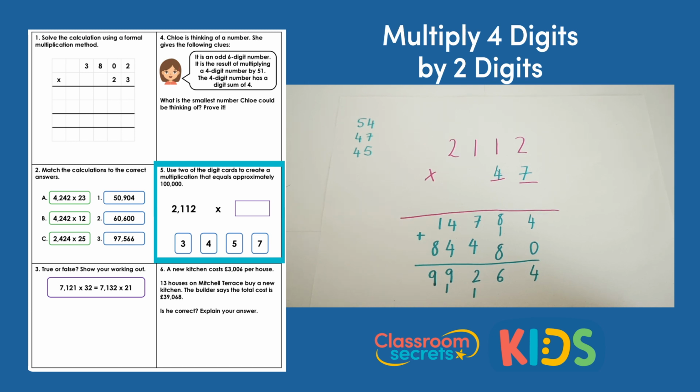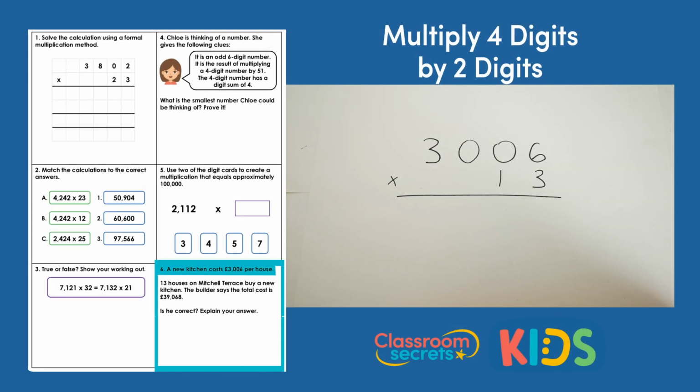99,264. I know that if we multiply by 54, it's going to be much higher than that. And I know that if we multiply by 45, it's going to be less than that. And we want it to be as close to 100,000 as possible. So I don't think we can get any closer to 100,000. So the answer is 47.